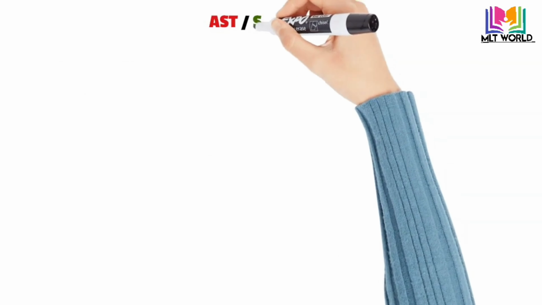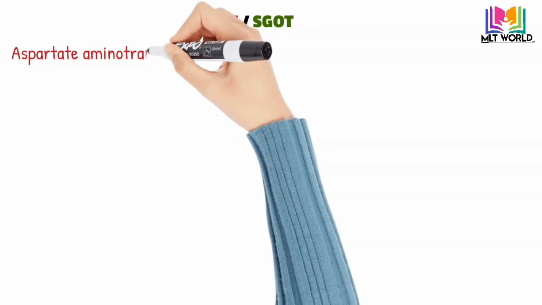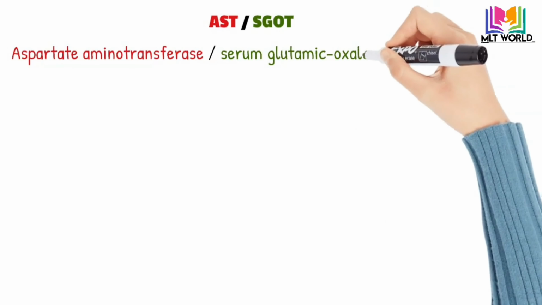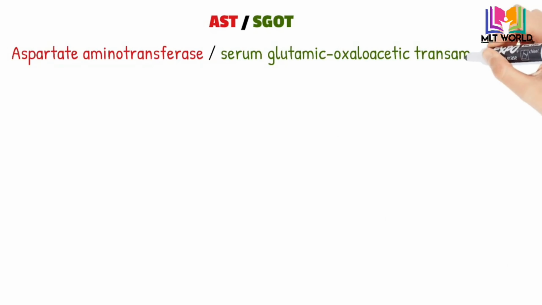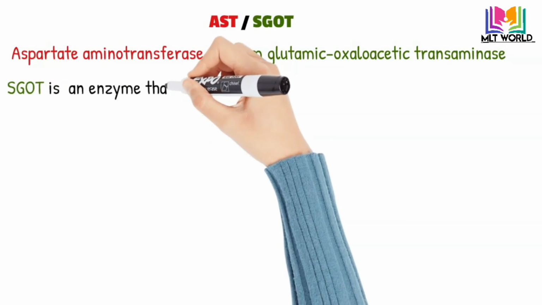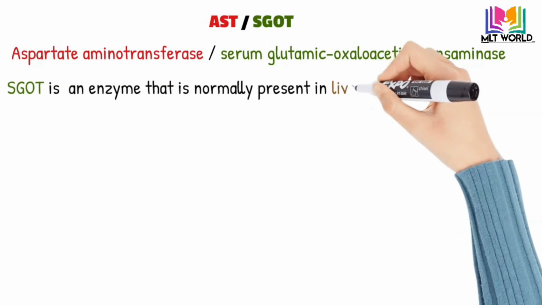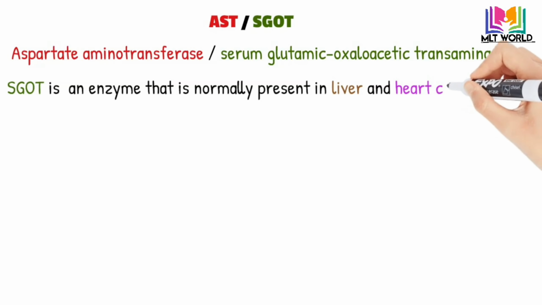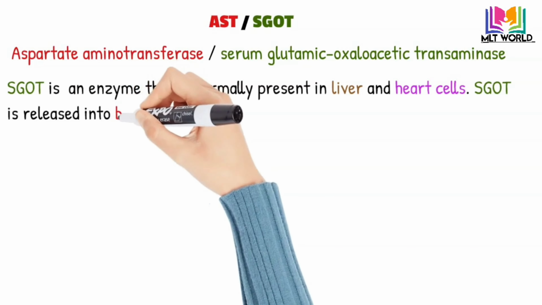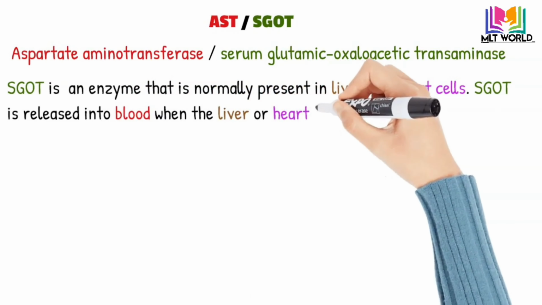Next is AST, aspartate transaminase. The second name of AST is SGOT, serum glutamic oxaloacetic transaminase. SGOT is not only produced by the liver, but it is also produced by the muscles and heart cells, skeletal muscles. So SGOT is released into the blood when there is liver damage or heart damage.